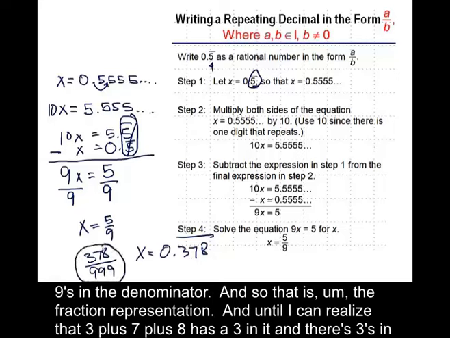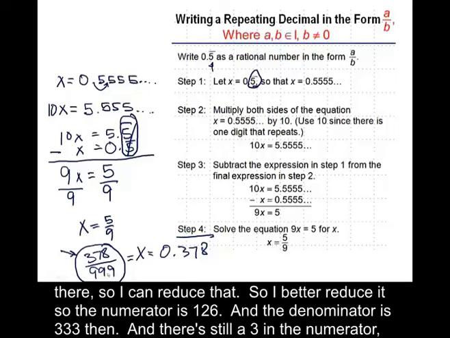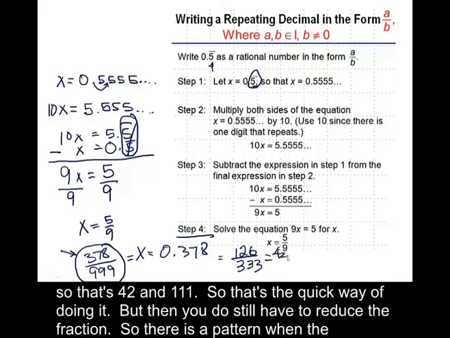And so that is the fraction representation, until I realize that 3 plus 7 plus 8 has a 3 in it, and there are 3s in there, so I can reduce that. So I better reduce it. So the numerator is 126, and the denominator is 333, and there's still a 3 in the numerator, so that's 42 over 111. So that's the quick way of doing it, but you do still have to reduce the fraction.